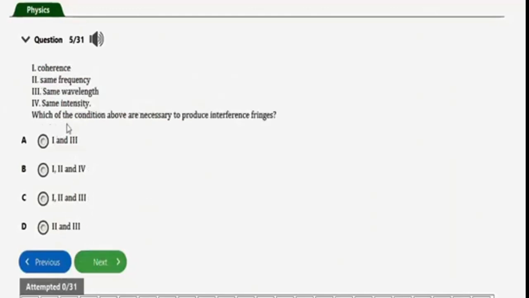It says, which of the conditions above are necessary to produce interference fringes? We have I, coherence, II, same frequency, III, same wavelength, IV, same intensity. So guys, the correct option to this question is option C, which is I, II and III. Same intensity is not included. Alright, so let's go to the next one, which is this question.